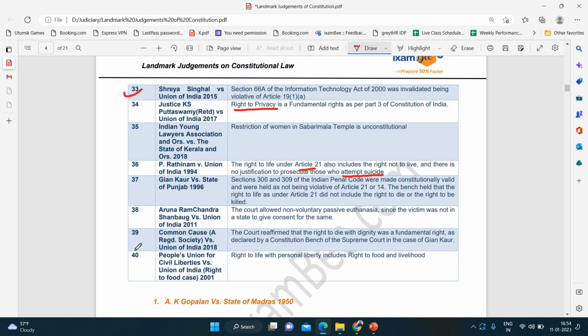Then the last judgment of this video, People's Union for Civil Liberties versus Union of India. Here it was held that the right to live with personal liberty includes the right to food and livelihood. So this was a gist of all the 40 important judgments related to the Constitution.